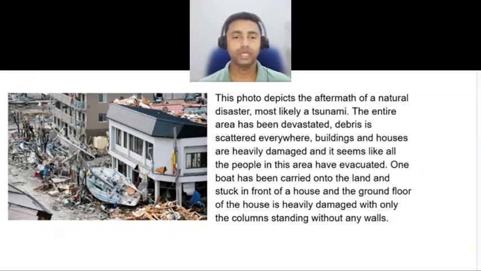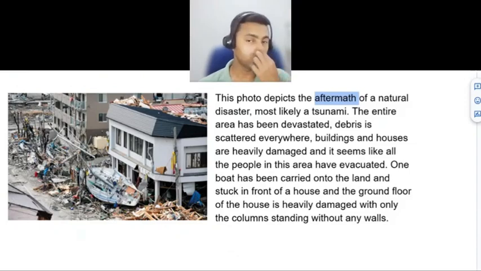Now, for you to describe this one, you need the vocabulary. For example, you need to know the word aftermath here. Aftermath means what is left behind after a natural disaster. So you need to know that word to describe this one, or else you have to use some other words to describe this.